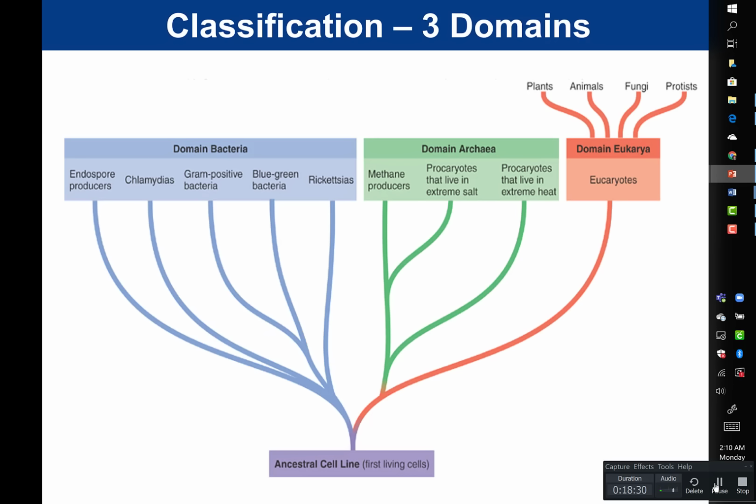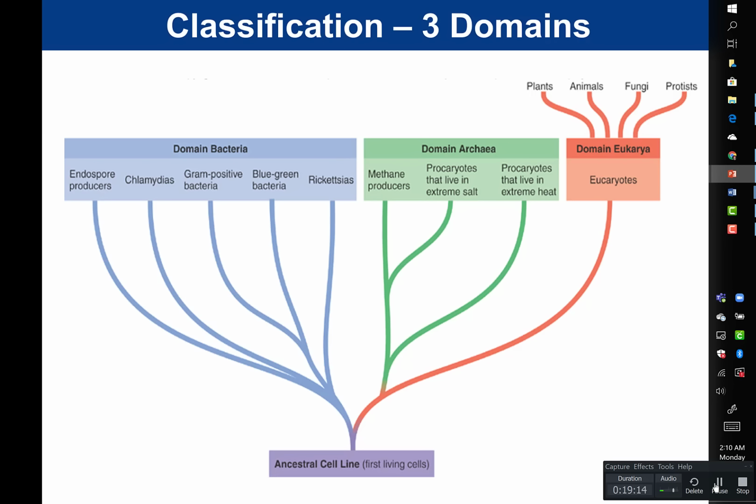So if we look at what we call a phylogenetic tree, we're looking at evolutionary relationships, meaning how far ago did these organisms diverge into separate classifications. So if we look at this first ancestral cell line, this first living cell, that cell at some point during its growth acquired a mutation. Mutations are changes in the DNA sequence, and those changes can happen randomly. What can happen is that those mutations can then lead to two different groups of organisms.